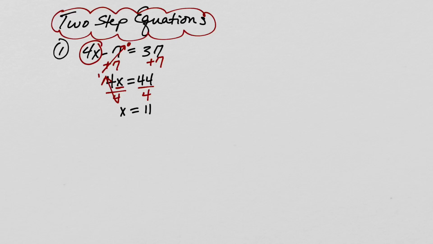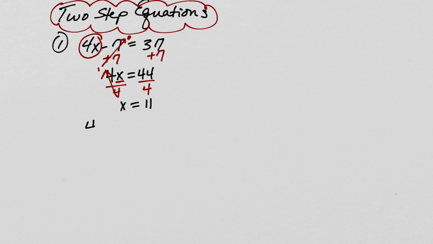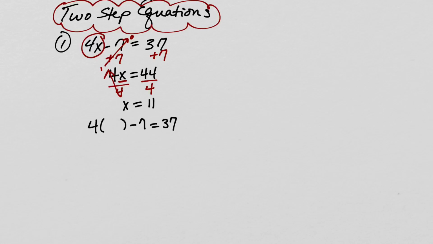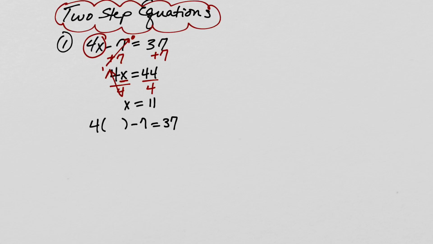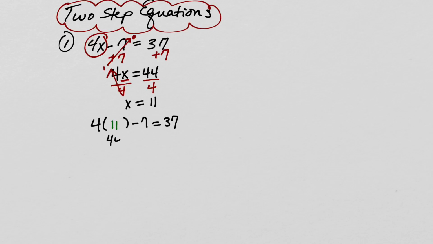Now, you should never stop there. You should go back and rewrite your original equation, putting your solution where the variable is. Then go ahead and see if the left-hand side equals the right-hand side. So 44 minus 7 equals 37. 37 equals 37. And that checks out.